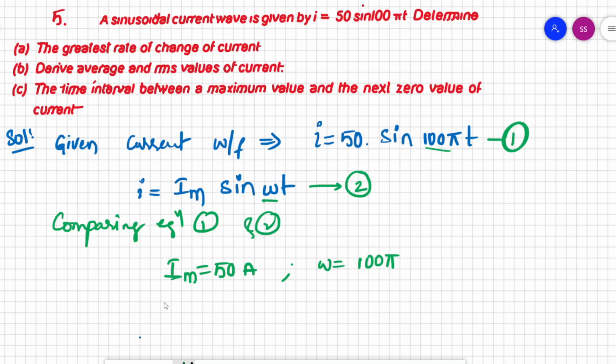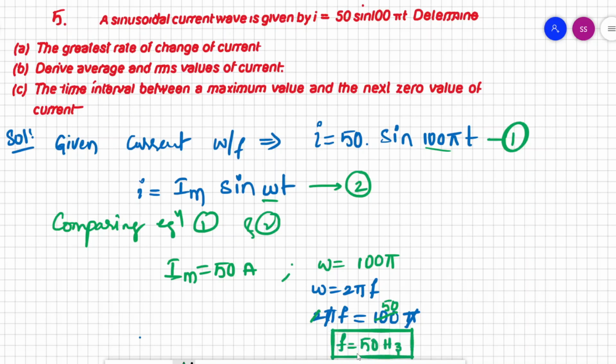Now I am going to find the frequency. How can you find frequency? Omega is nothing but 2 pi f. So you can directly substitute 2 pi f in place of omega, that is 100 pi. You can cancel pi on both sides, and 2 f equals 100, so f is 50. What is the frequency here? Frequency is 50 Hz.